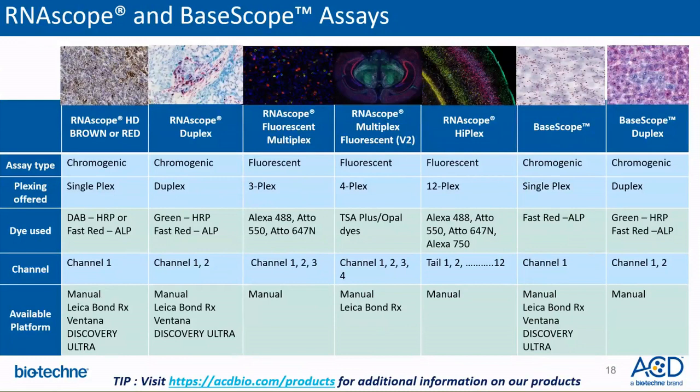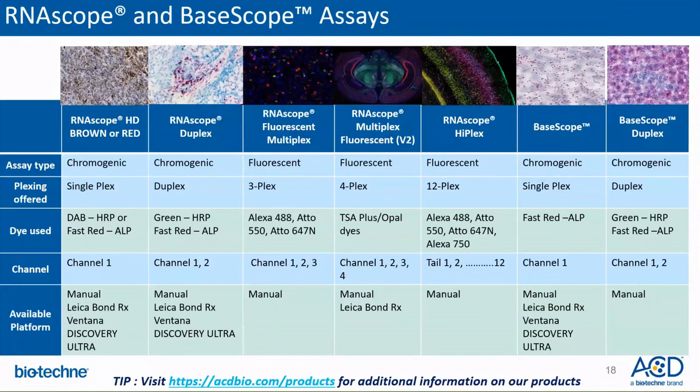We also have some assays available on automation platforms like the Leica Bond RX or Ventana Discovery. For RNAscope, both the chromogenic single-plex and duplex assays are available on Leica and Ventana. The V2 fluorescent assay is currently available only on Leica.